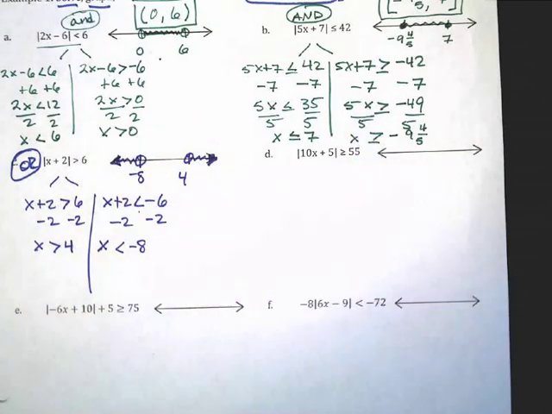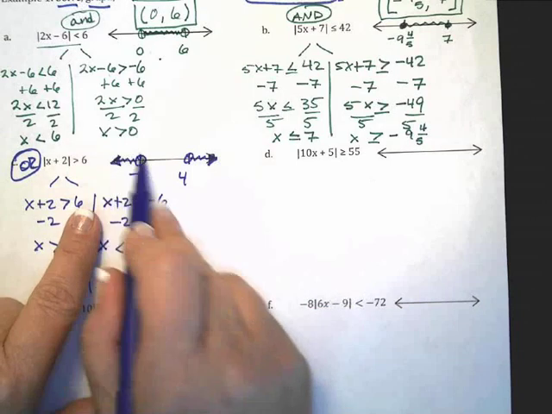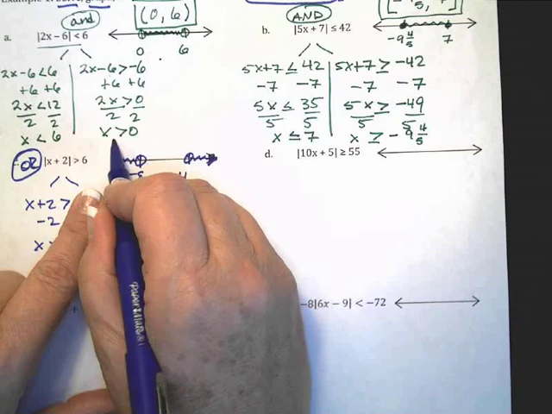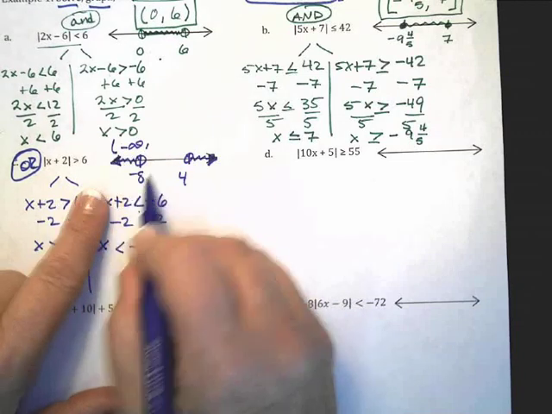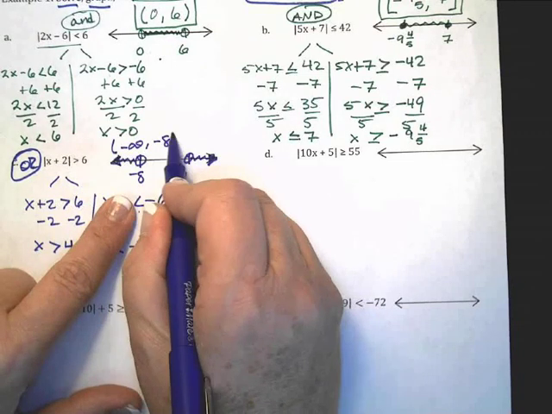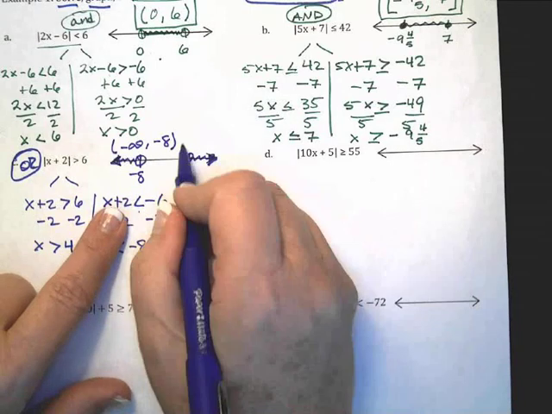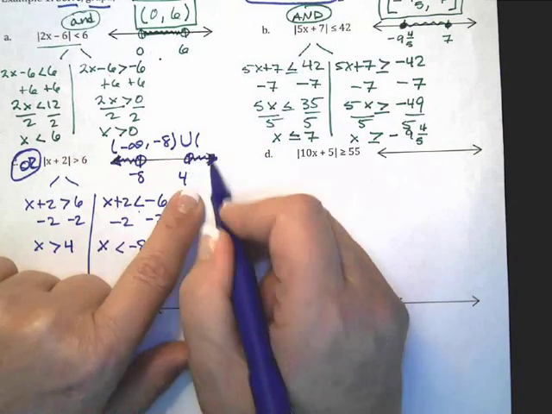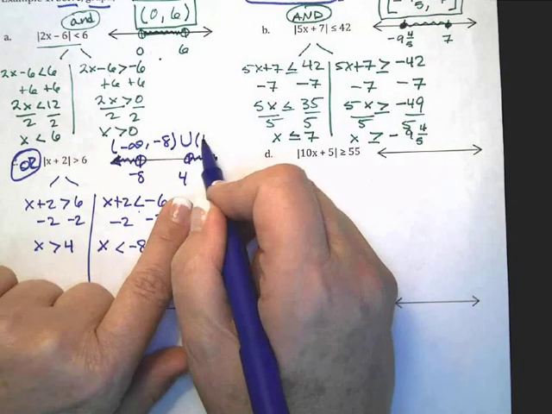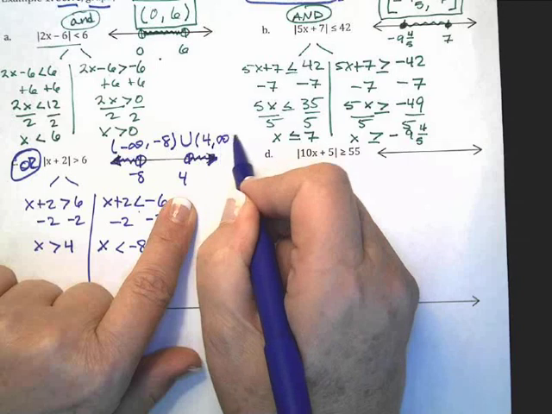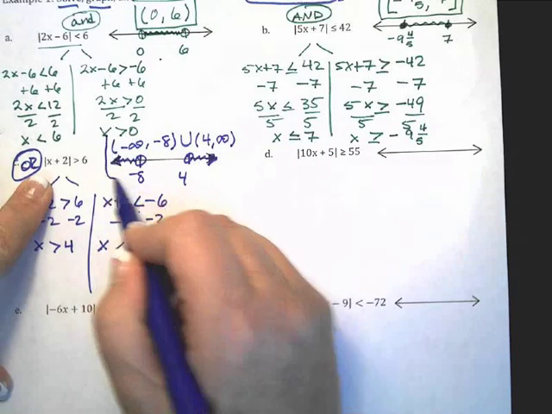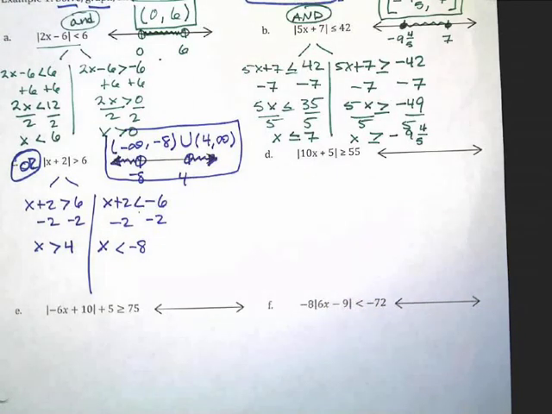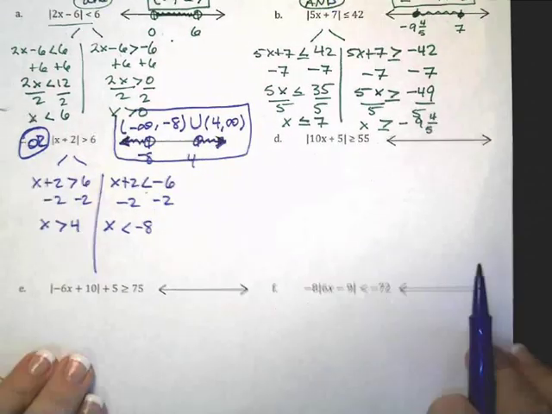To write the interval for this, let's start with the left-hand side interval. So the arrow to the left, that means negative infinity to negative 8. And then we need the U symbol for union. The right inequality starts at 4 and goes to positive infinity. So a little more work to write that interval for our OR compound inequalities.